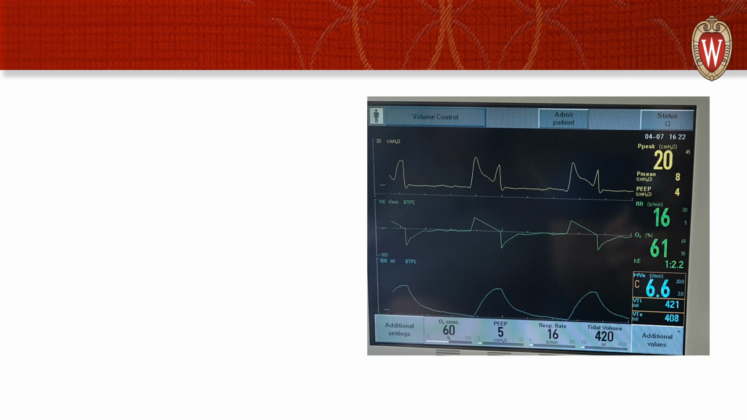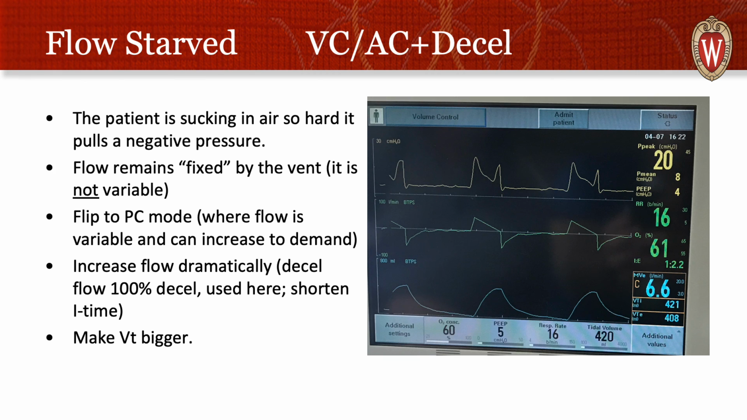But they're not successful, because in a flow pattern of breathing, the vent will give you this tidal volume, in this case 420 mils. It doesn't care that you want more. You're getting 420 mils. It's what's being delivered in that nice triangle, and that's all. So you can pull all you want. It will be very uncomfortable, and you'll get this thumbprinting of the inspiratory pressure waveform. This is a flow-starved pattern. Again, the patient is sucking in air so hard it pulls a negative pressure.